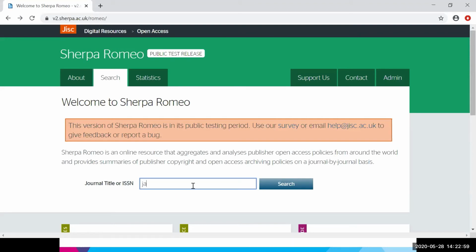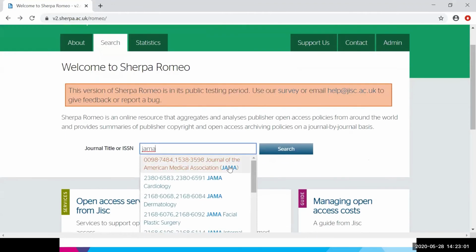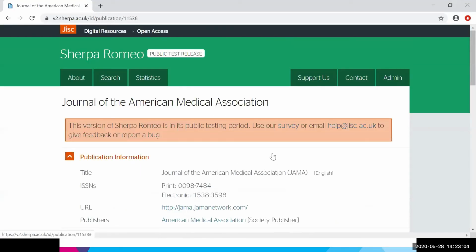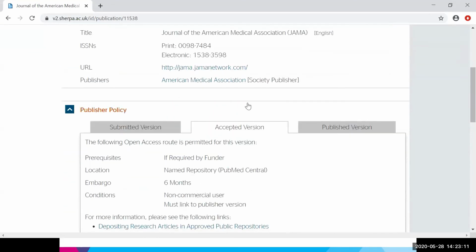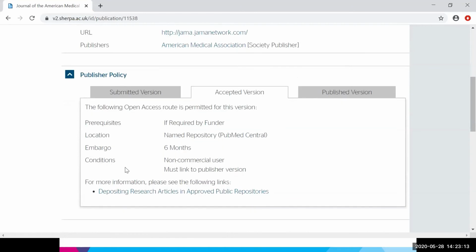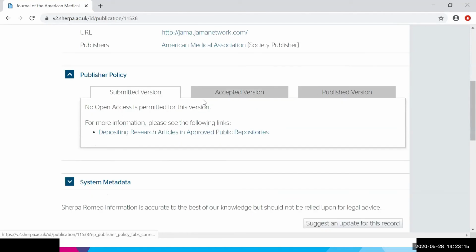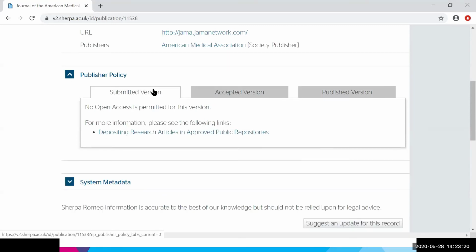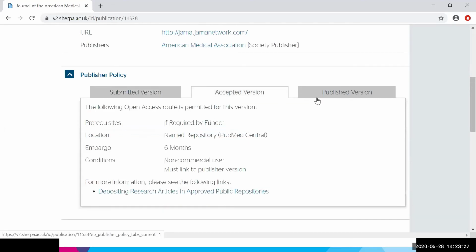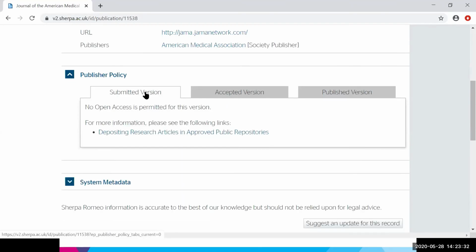So I'm going to do JAMA. And it shows me the Journal of the American Medical Association, so I know I have the right one. And it shows you who it's published by as well. And so it has what you can do in terms of self-archiving for the versions that I mentioned. So remember, I mentioned that there are different names for different things. Submitted version is the preprint, accepted version is the postprint, the published version is the final version. So once again, these are exactly the same thing, they just use different names.